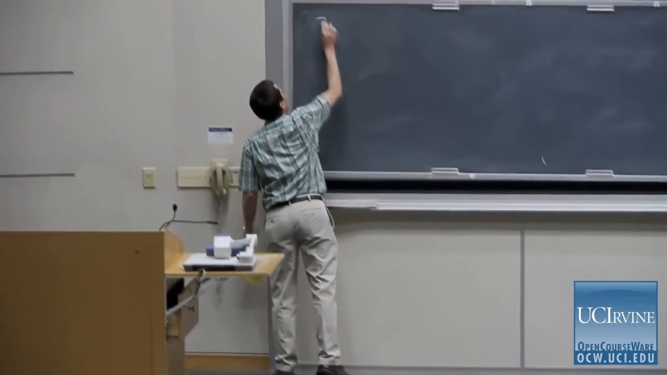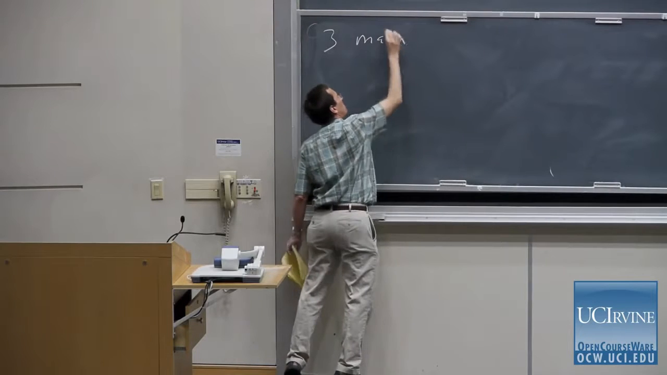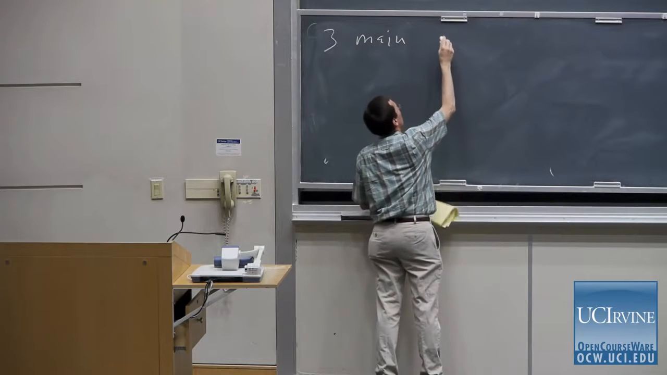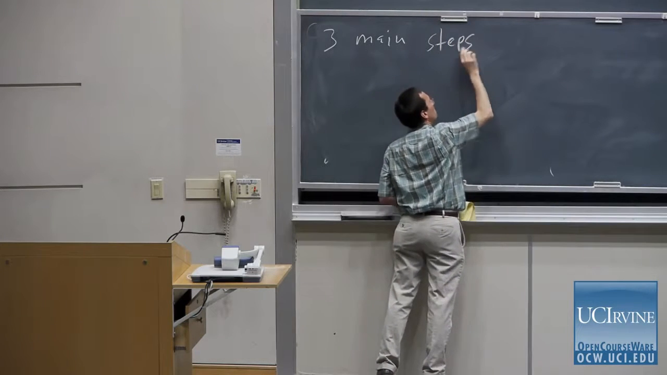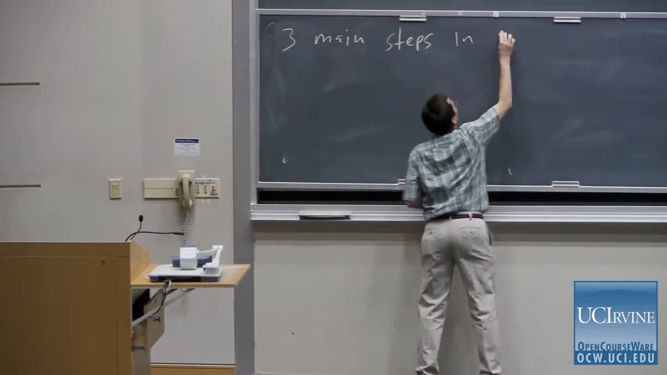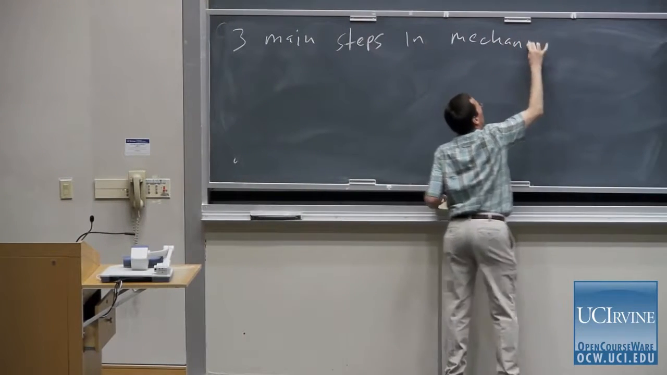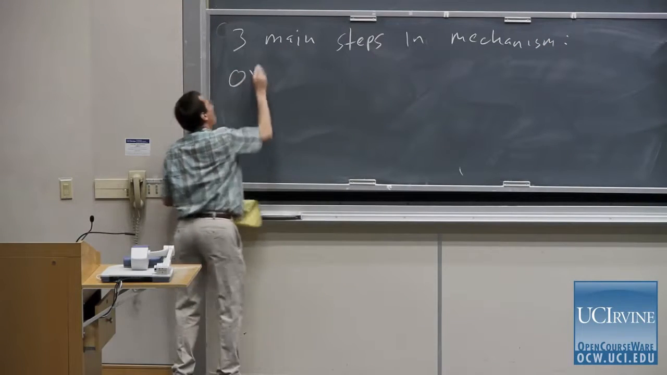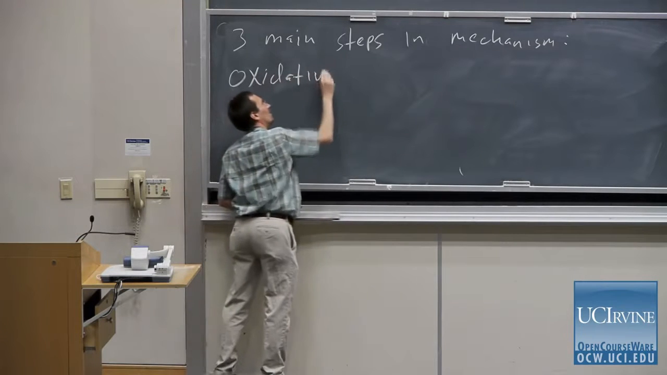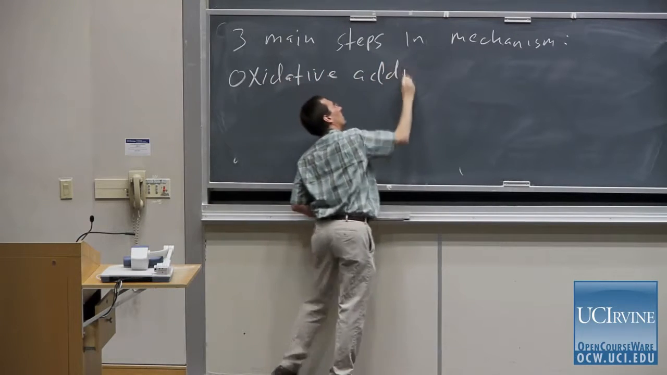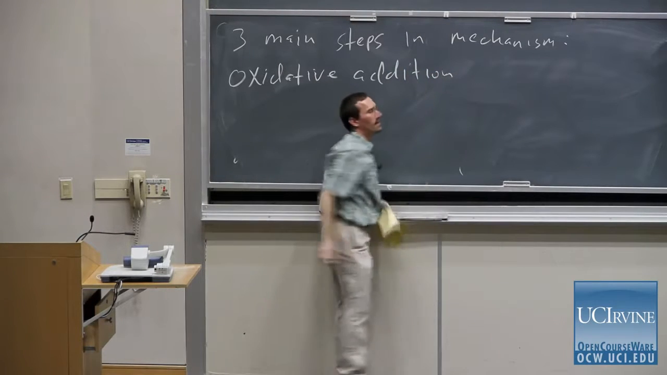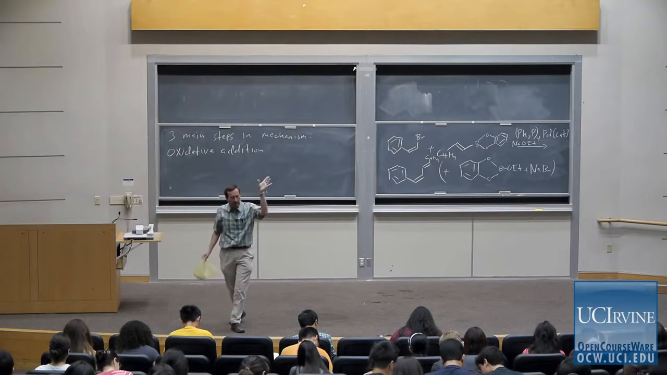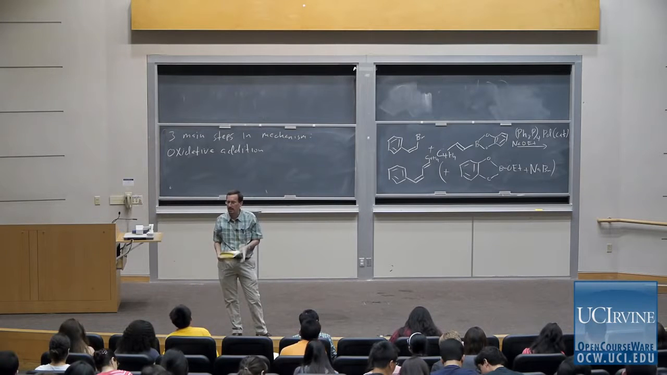So I want to break the mechanism down into 3 main steps. There's also 1 minor step that I'll insert when I show you the mechanism in detail. So I'll say 3 main steps in the mechanism. The first step is called oxidative addition. In oxidative addition, the metal sticks itself into the alkenyl halide bond, into the carbon halide bond.